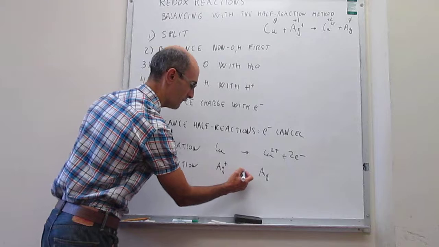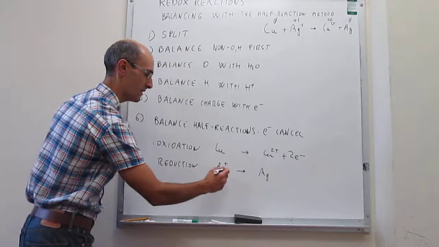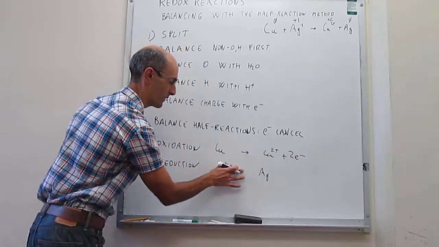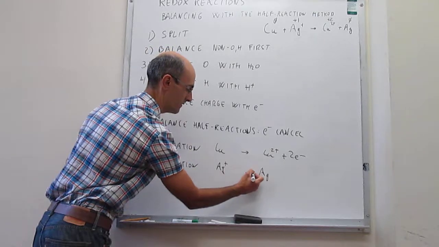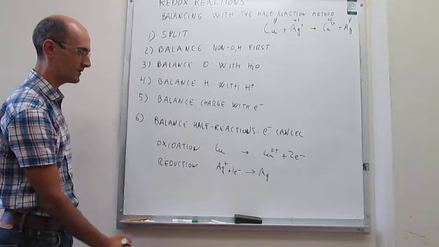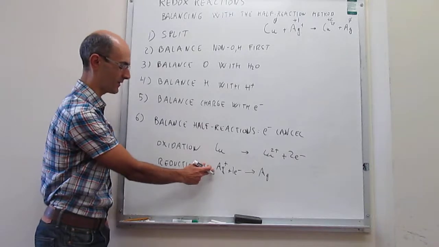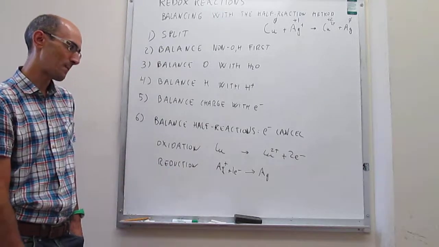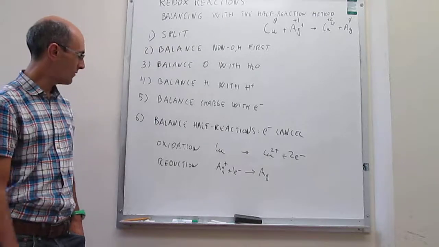For this other reaction, you have a charge of +1 right there, a charge of 0 there. So if we add here 1 electron, then the charge is balanced in the reduction half-reaction.